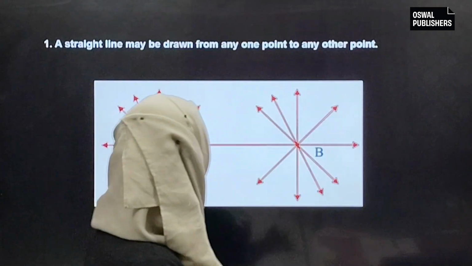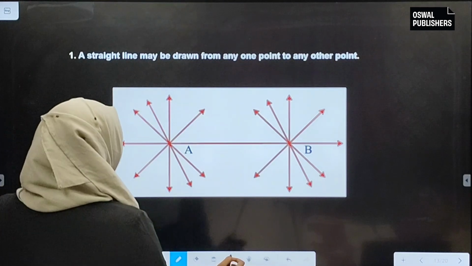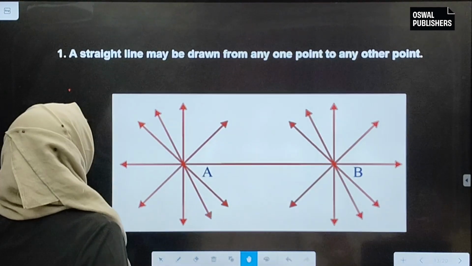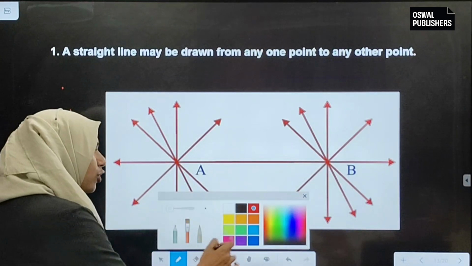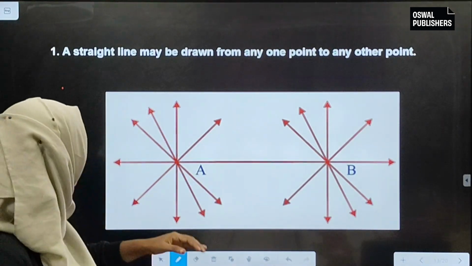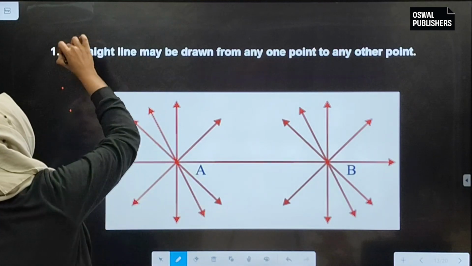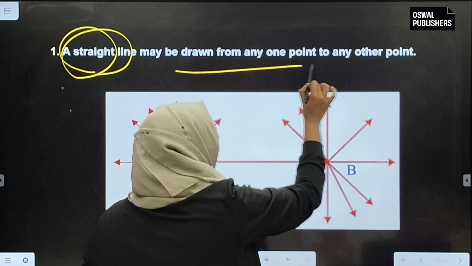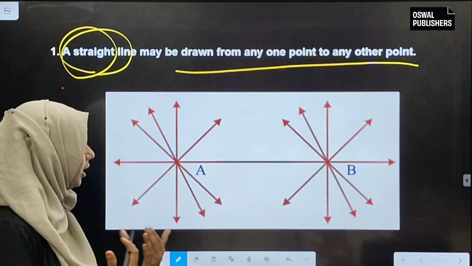And the first postulate is this: a straight line may be drawn from any point to any other point. Namukku oru point il ninnu mattoru point ilekku endu cheyanayittu pattum? Straight line varakkan pattum ennaanu parayunnathu. A straight line may be drawn from any one point to any other point.